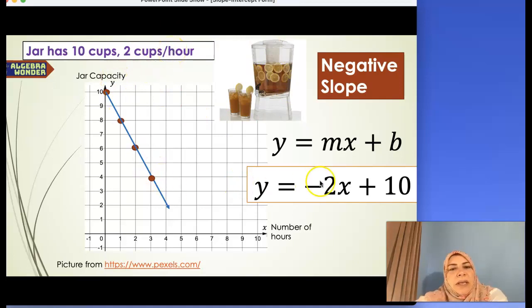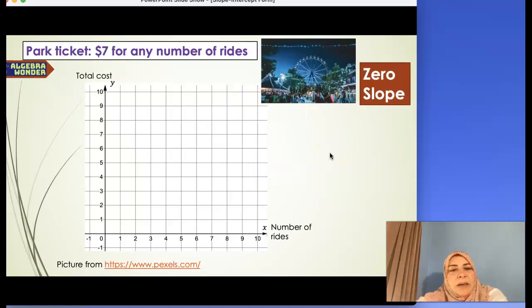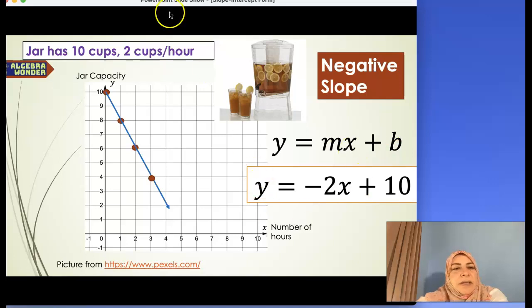So m here is the slope. Look at that, it's a negative slope. As x increases, y decreases. -2 over 1 means we're drinking 2 cups every hour. This is -2 over 1, which is -2. And your y-intercept is 10, which is the start, how many we have initially in the jar.